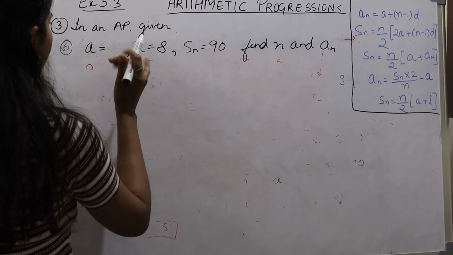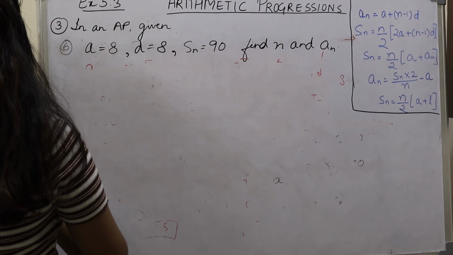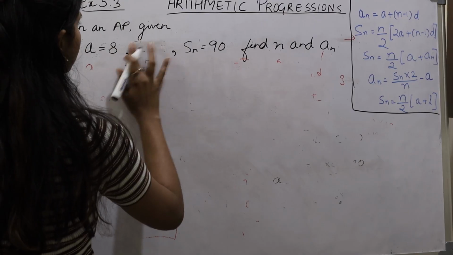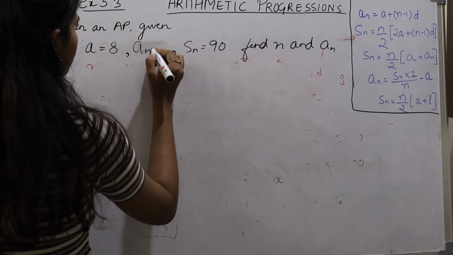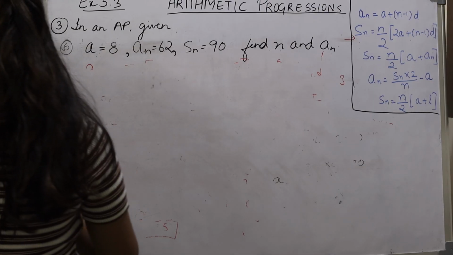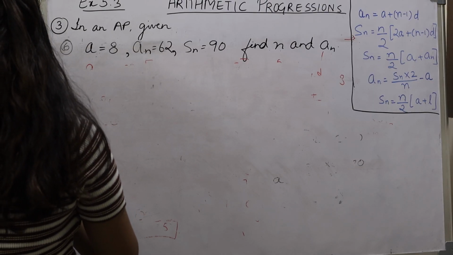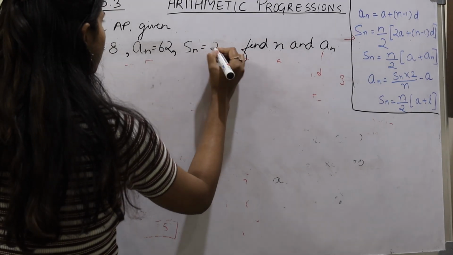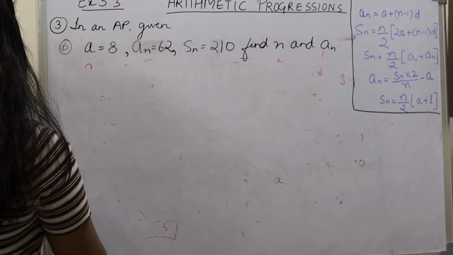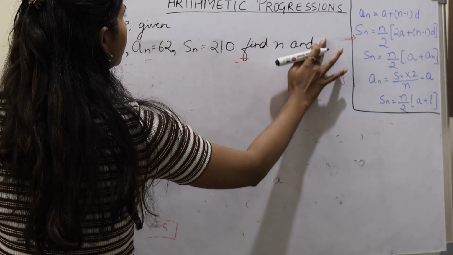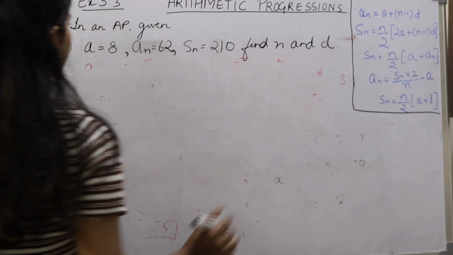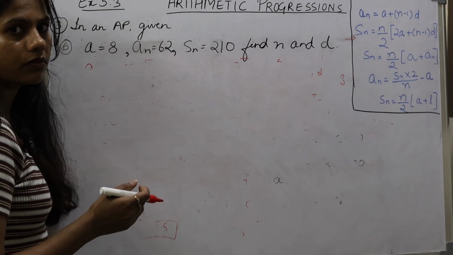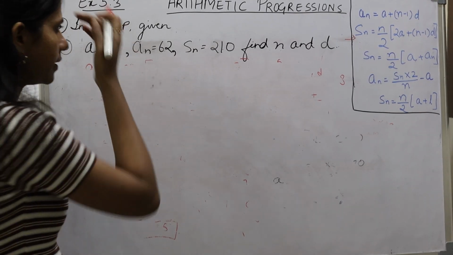So they have given a equal to 8, an equal to 62, and Sn equal to 210. We have to find n and d. Okay. So before I start solving, please solve it from your end.